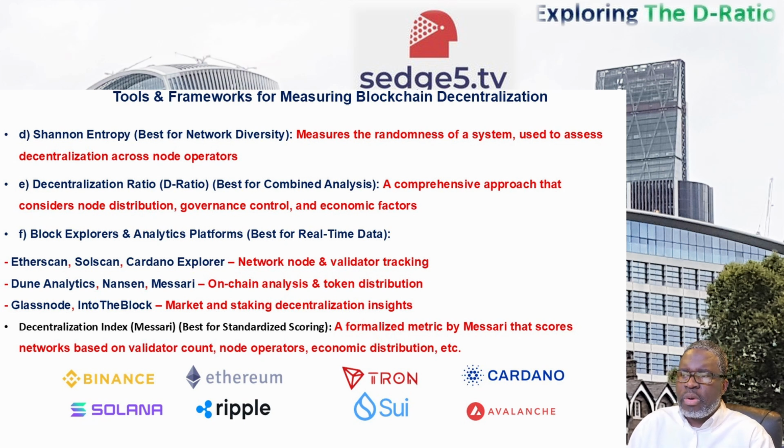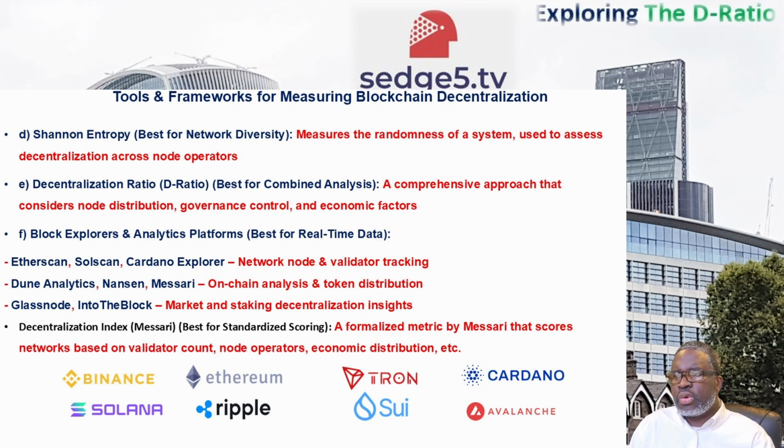The sixth tool or framework we're going to be using for calculating the decentralization of some of your favorite crypto blockchain networks is blockchain explorers and analytic platforms, which obviously give you the best real data available, because you're using real data here. You're talking about the likes of Etherscan, Solscan, Cardano Explorer, Network Node and Validator tracking, Dune Analytics, Nansen, and Messari. You can use these for on-chain analysis and token distribution. Glassnode and Into the Block, you can use for market and staking decentralization insights.